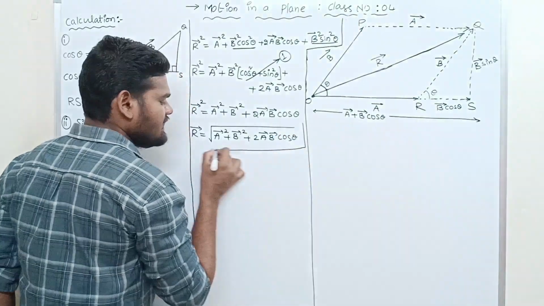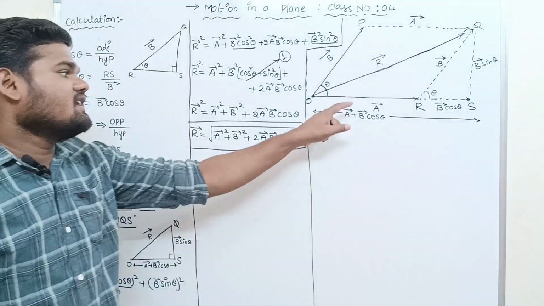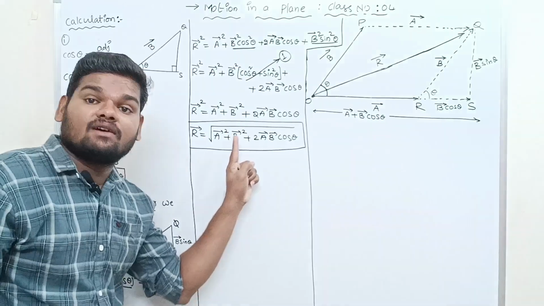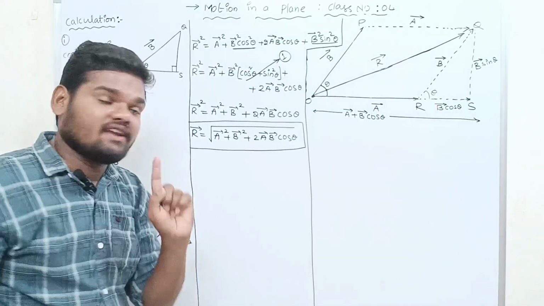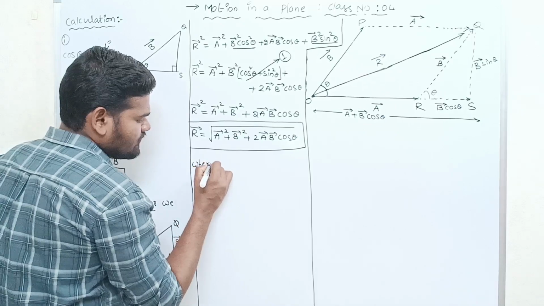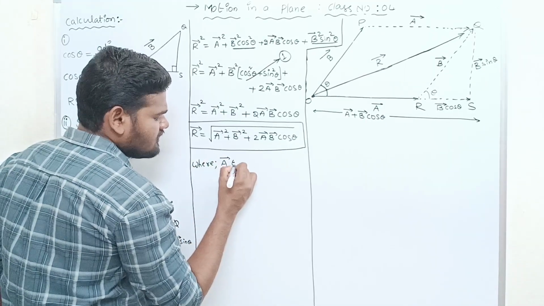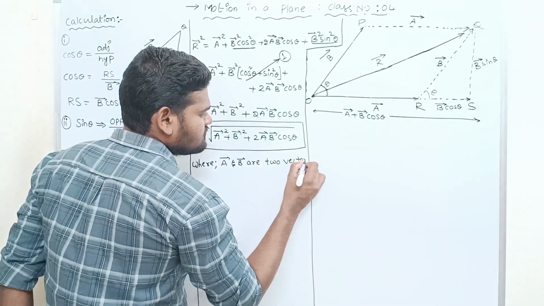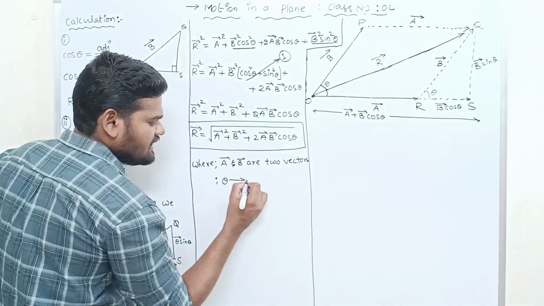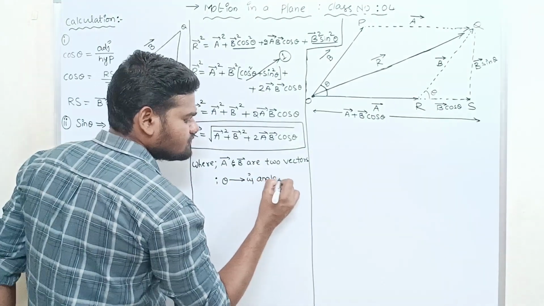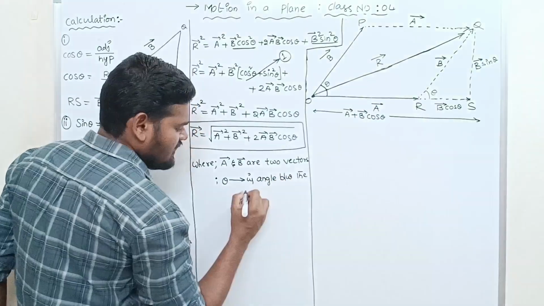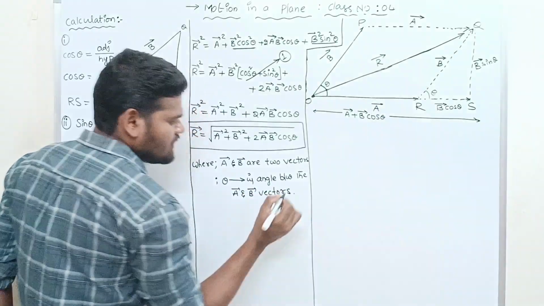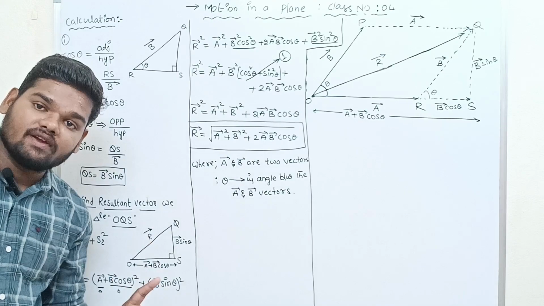So this is the resultant of the two vectors, the addition of these two vectors. R bar is equal to under root of A square plus B square plus 2AB cos theta, where capital A bar and B bar are two vectors, and theta is the angle between the A bar and the B bar vectors. Any doubts?